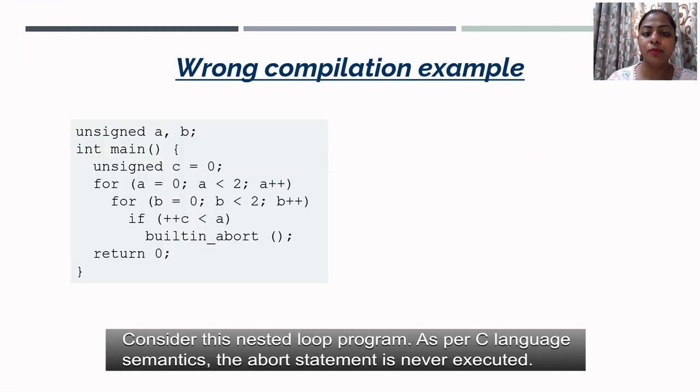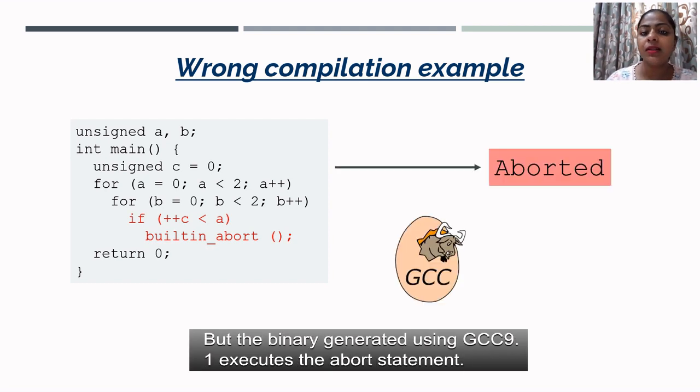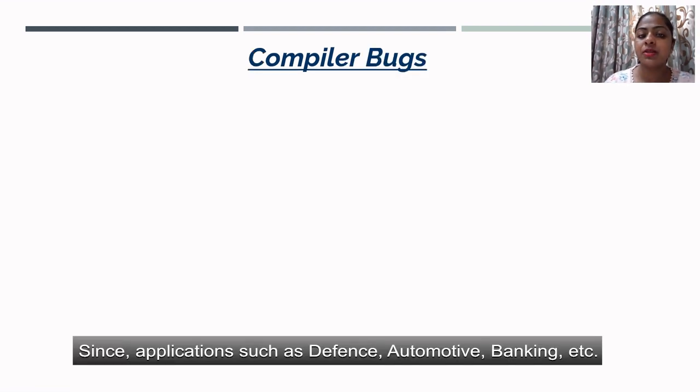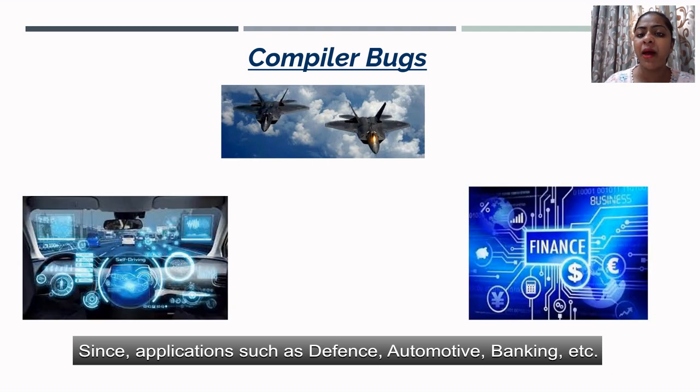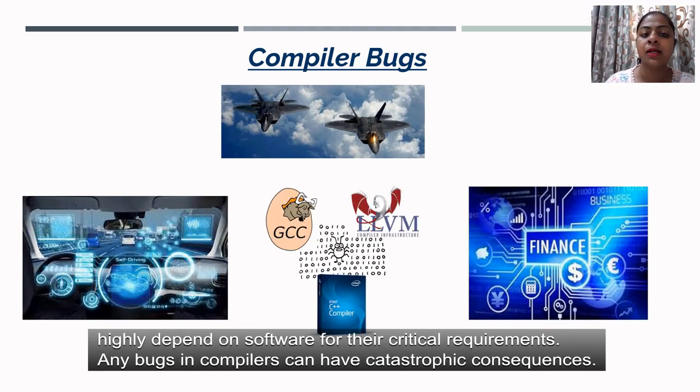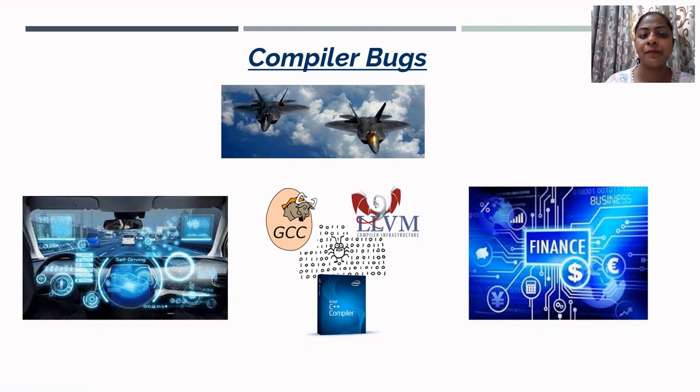Consider this nested loop program. As per C language semantics, the abort statement is never executed. But the binary generated using GCC 9.1 executes the abort statement. Since applications such as defense, automotive, banking, etc. highly depend on software for their critical requirements, any bugs in compilers can have catastrophic consequences.